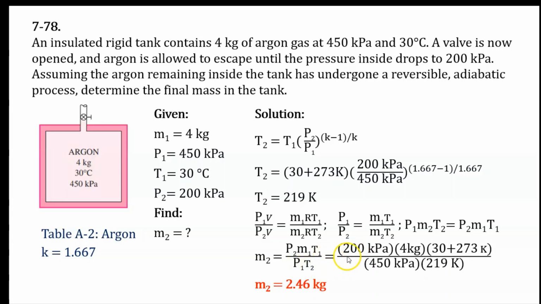Plugging in the values in this equation, we will now have 200 kilopascals multiplied by 4 kilograms multiplied by the temperature, which is 30 plus 273 Kelvin, over 450 kilopascals multiplied by 219 Kelvin. Plugging these values in the calculator, this will result in the final mass, which is equal to 2.46 kilograms.